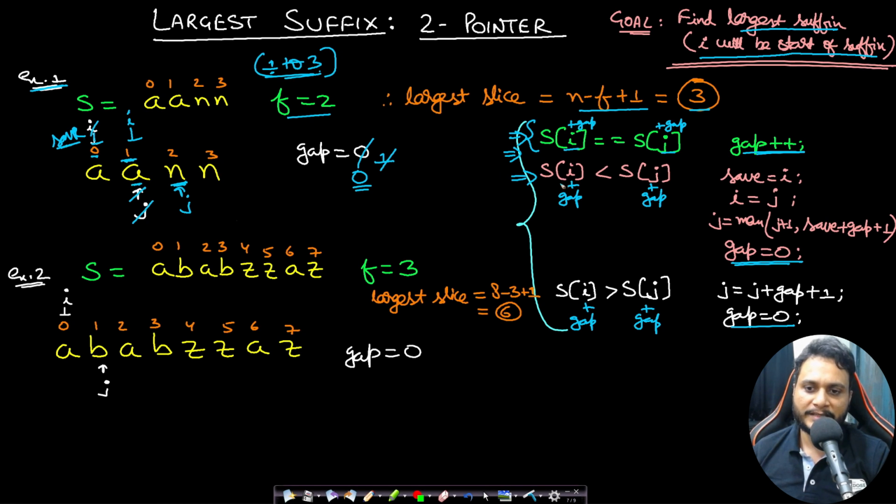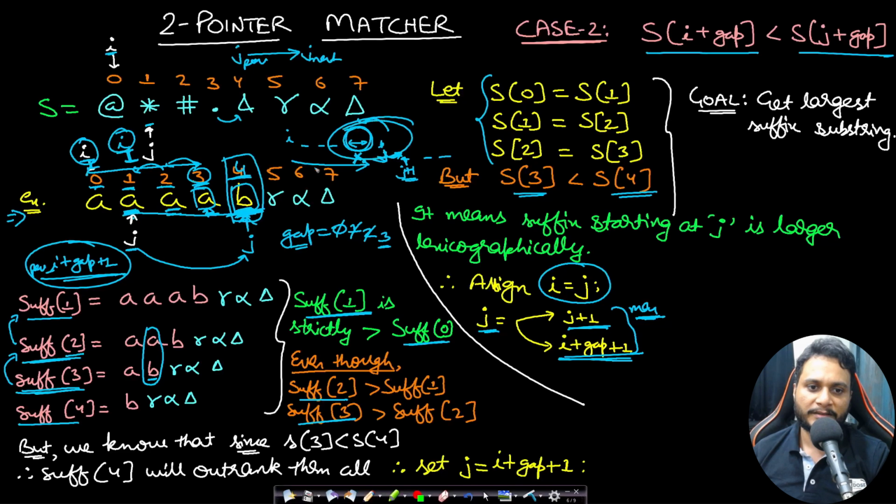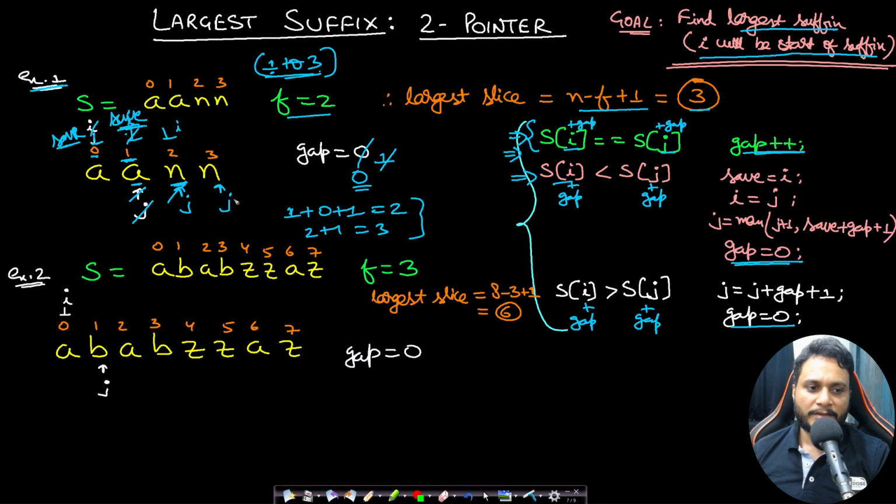So what to do? Again i plus gap is less than j plus gap. So if you repeat the process, i will come here. This will be the save value. The gap size is 0. Where will j go? j will go to max of save plus gap plus 1 comma j plus 1. So this is one scenario where j plus 1 is larger than save plus gap plus 1, right? Save is 1, gap is 0, plus 1 is going to be 2, and j plus 1, that is 2 plus 1, is going to be 3. We take the max, so j is moving forward. This was the other case that I was talking about here, right? So j is moving forward.